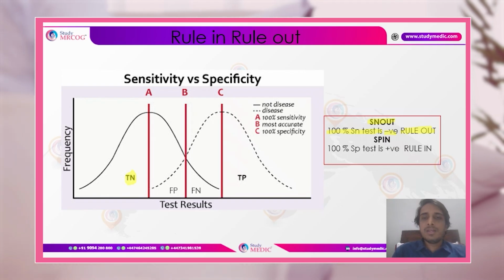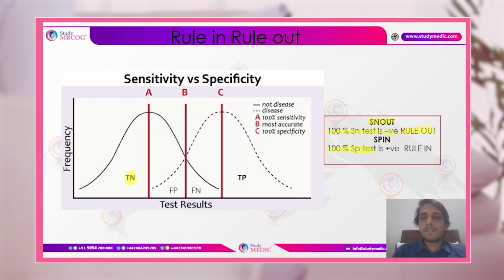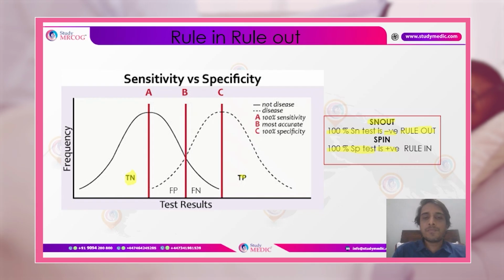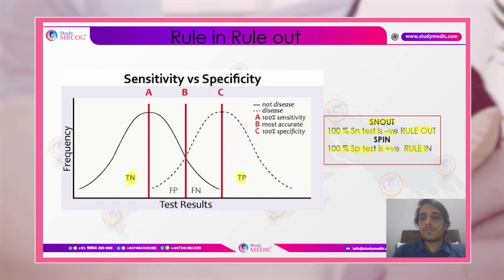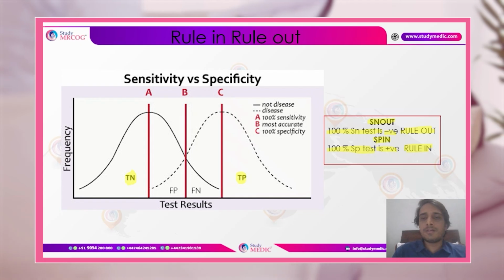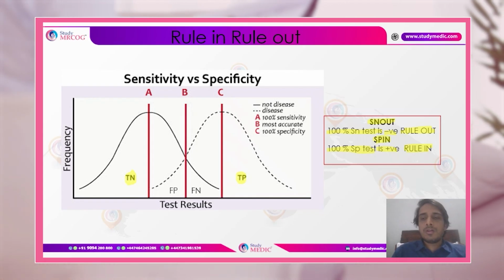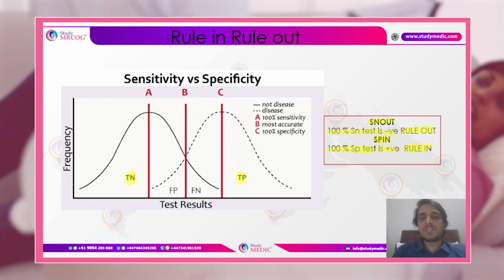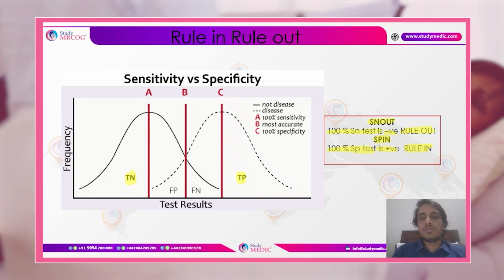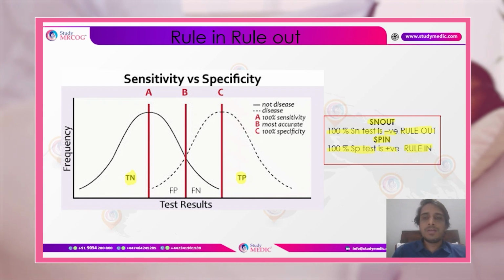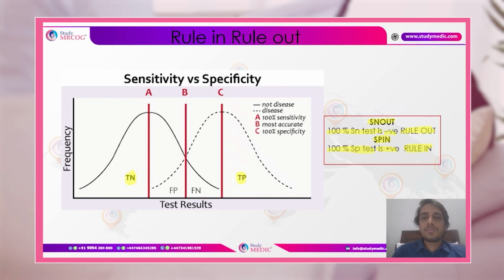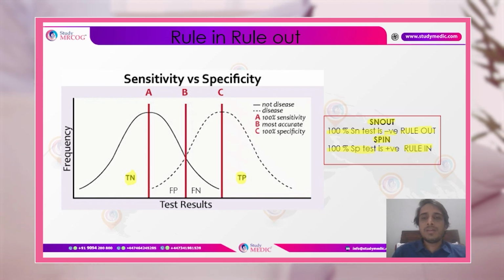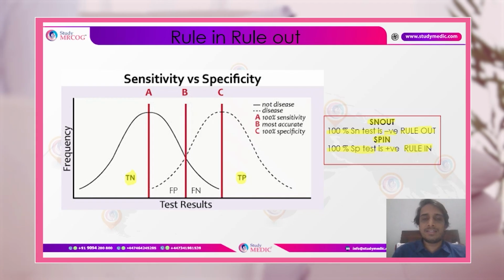Similarly, a highly specific test is useful when it is giving positive, that means you can definitely rule in the disease. This is the SNOUT and SPIN mnemonic used to see the diagnostic utility of a highly sensitive and specific test. A highly sensitive qualitative diagnostic test is useful when it is negative to rule out. A highly specific qualitative diagnostic test is useful when it is positive to rule in the disease.